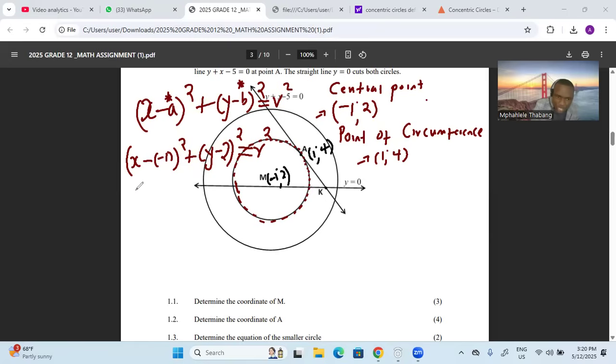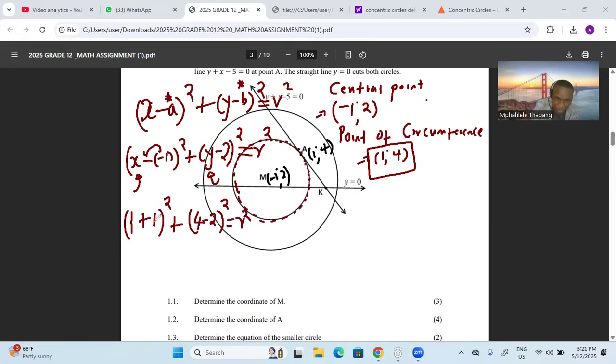Okay, now I'm going to substitute this x and this y by any point from the circumference. So my x, if I go to the point from the circumference, which is 1 and 4, the point at the circumference of a circle, it's 1 and 4. So my x is going to be 1. I'm going to say substitute x with 1. I'm going to say 1. This negative times negatives is positive. So it's (1 plus 1) squared plus, I'm going to substitute the y with 4. So it's going to be (4 minus 2) squared equals to r squared.